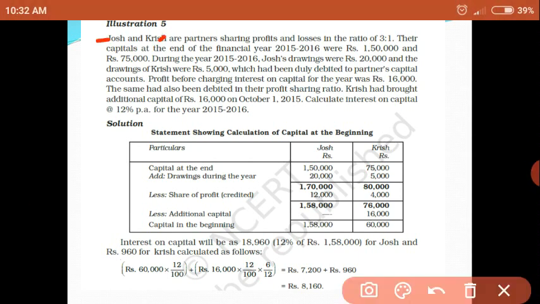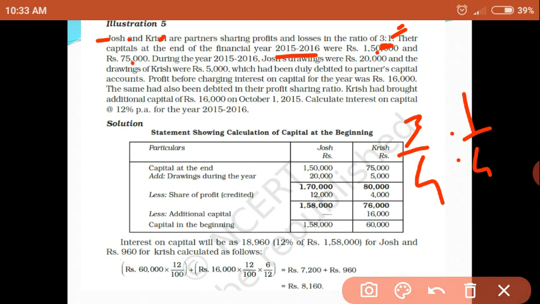Josh and Krish are partners sharing profits and losses in the ratio of 3:1. 3:1 is the old ratio of the partners Josh and Krish, so here you can say 3/4 and 1/4. Their capitals at the end of the year, that is the closing capital, are given. For 2015-16, the closing capital is 1,50,000 for Josh and 75,000 for Krish. So this is the closing capital.